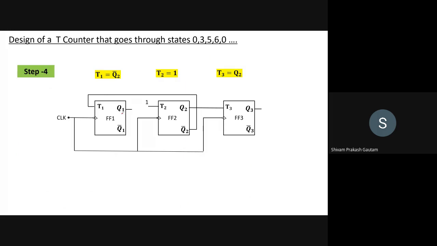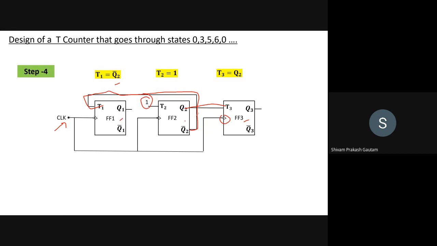So you can see we have 3 flip-flops, T1, T2, and T3. Triggering is tied together, negative clock pulse. We can also give positive. Since this is synchronous, all of them are tied together. Now T1 is equal to Q2 bar, so you can take Q2 bar from here and feed it back to T1. T2 is 1, so we have tied it to 1. T3 is equal to Q2, so you can see directly it is flowing.